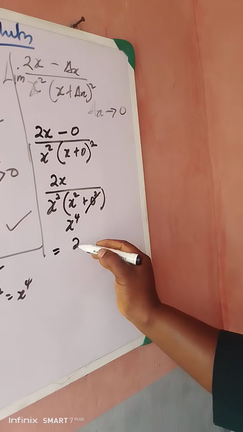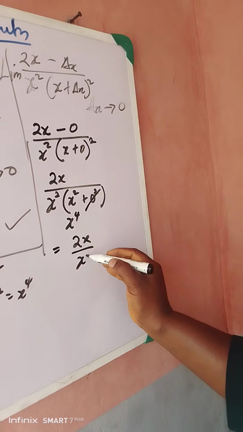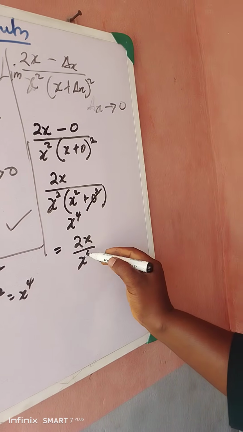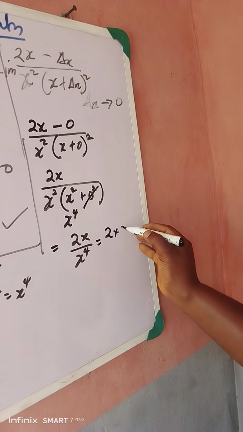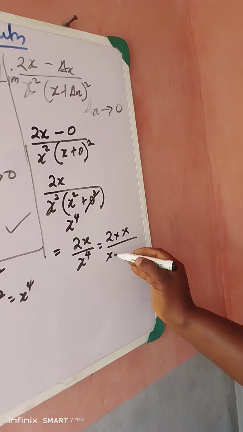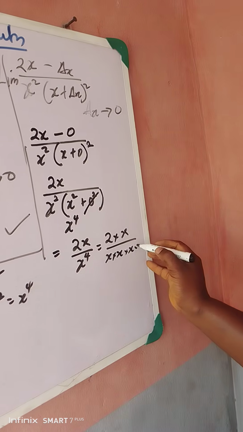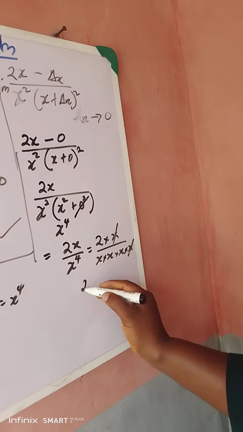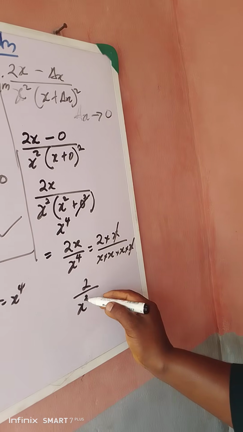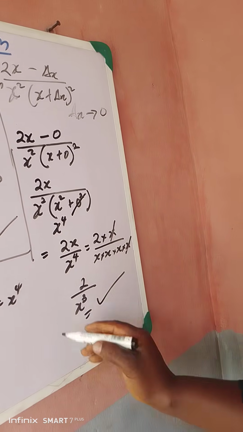So my answer will now be what? 2x over x raised to the power what? 4. Now, but there's x here. This is still something as 2 times x, while this is the same thing as x times x times x times x. You see that x cancels x. What will remain is 2 over x raised to the power what? 3. This is my final answer.